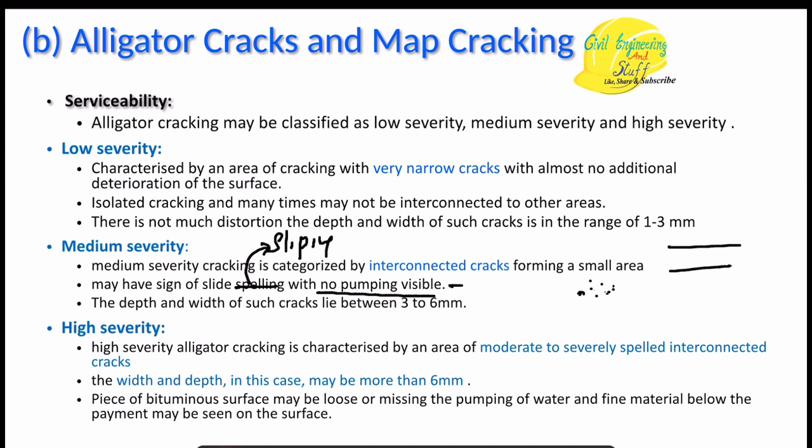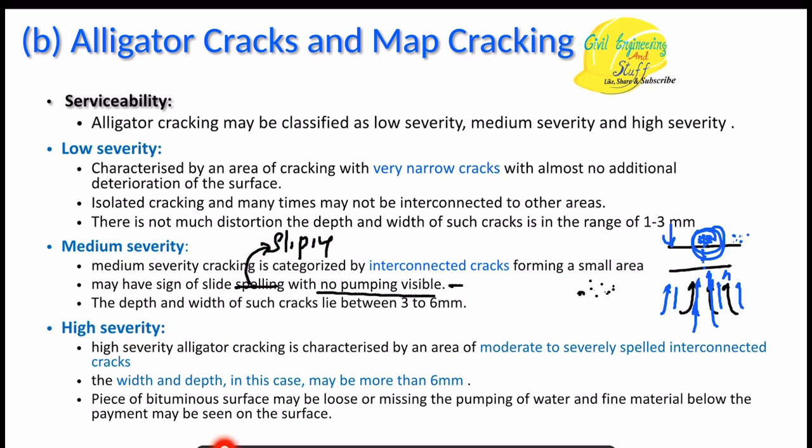Pumping means the water that percolates from the bottom of the flexible pavement, as and when the moving vehicle applies pressure. From here, the water will be percolating from the bottom of the pavement, and as the water moves upward, it will take with it certain particles, both soil as well as the binder and aggregate particles. So this pumping phenomenon is not visible. However, certain aggregates may be seen coming out from these cracks.